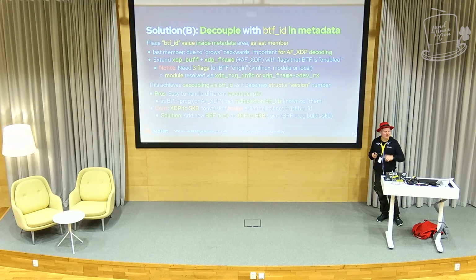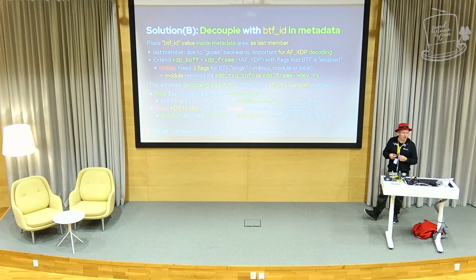We would need one bit in the descriptor for AF_XDP, saying that this frame contains BTF information, and then we know we have to look at the first or minus 4 bytes.